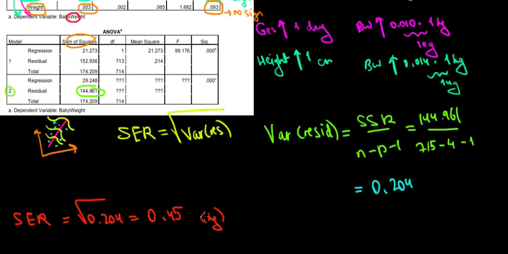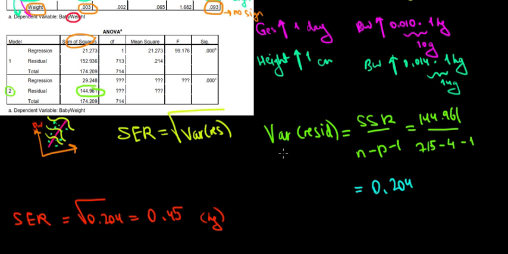Recall, this is the measure of how the actual values, the actual birth weight values deviate on average around the regression line. So it deviates around the regression line on average by 0.45 kilograms, or by 450 grams. So it could be above or below the regression line by 0.45 kilograms on average. It's not going to happen for every observation, but on average. That's the idea. Hope this makes sense.